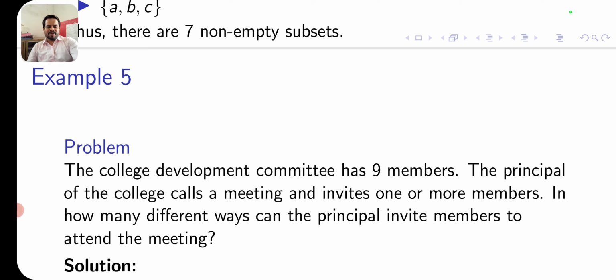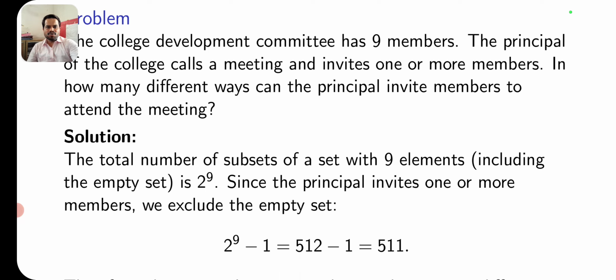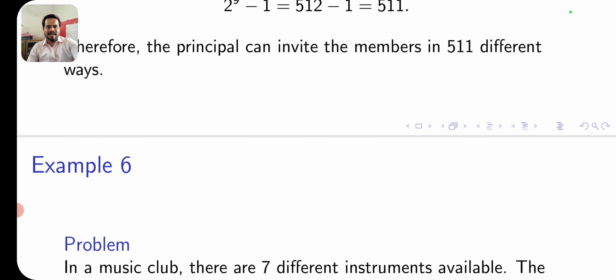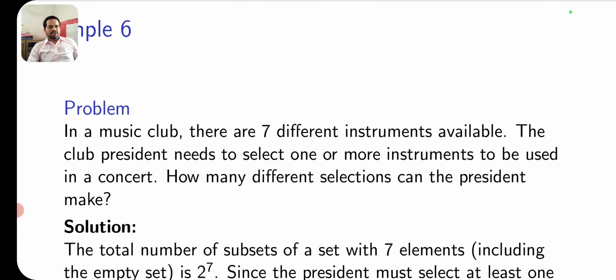The total number of subsets of this set with 9 elements is calculated using 2 raised to 9, because here n is 9. 9 members means that the set contains 9 elements. And since the principal invites 1 or more members, we exclude the empty set, and that's why 2 raised to 9 minus 1 is equal to 512 minus 1, and the answer is 511. Therefore, the principal can invite the members in 511 different ways. Yes. So let us see the next example.